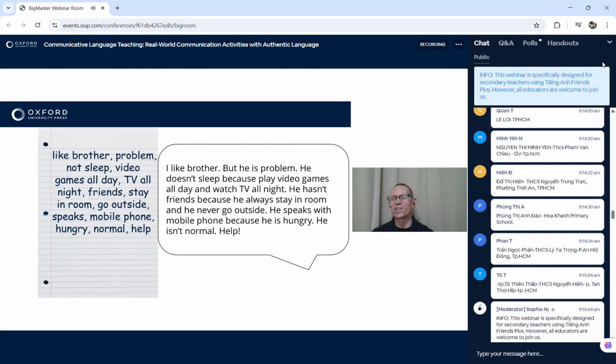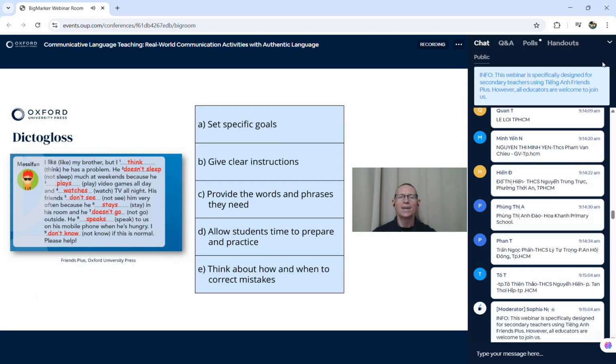Okay, so that's Dictogloss. Again, thank you very much to those of you who are sharing your notes. I hope you can imagine how you would use those notes to recreate the text. But again, it's a really great activity for more creative use of the language. We have a specific goal, which is to recreate this text. We looked at how the teacher would give clear instructions. The words and phrases that the students need are in the unit. We're really testing how students are using these in a freer speaking activity now.